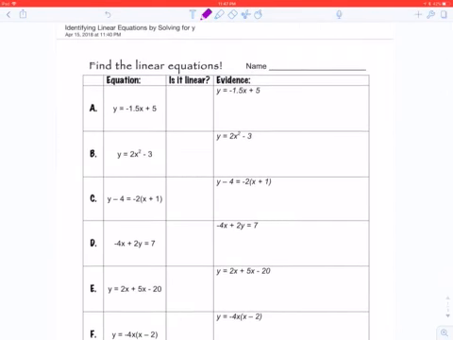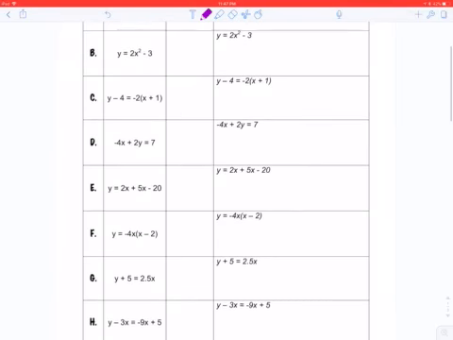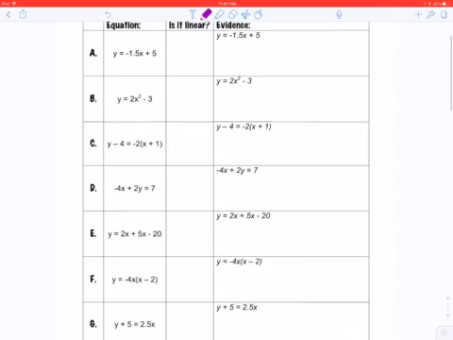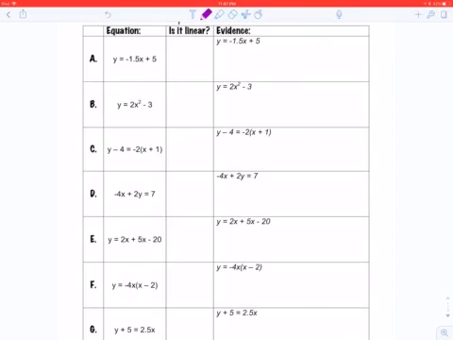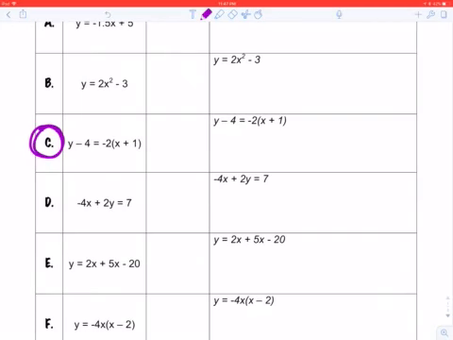And let's take a look at problem C, or equation C. We can see right now that the equation isn't solved for y. It doesn't just look like y equals. Also, it doesn't look like slope-intercept form. So we could decide if this equation is linear by graphing it on the graphing calculator, but in order to do that, the equation has to look like just y equals.